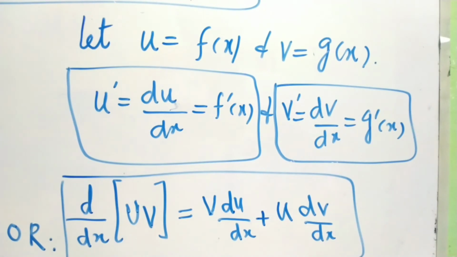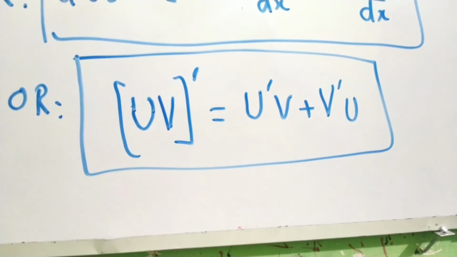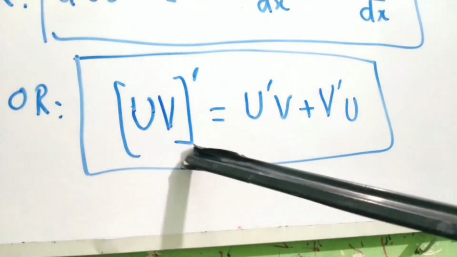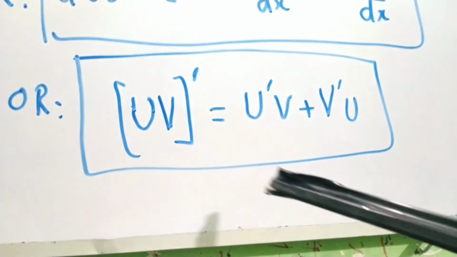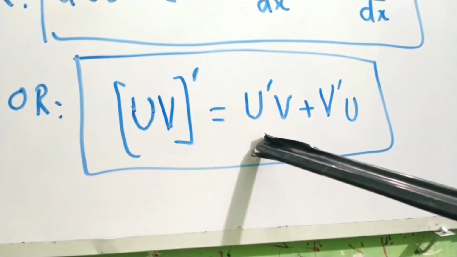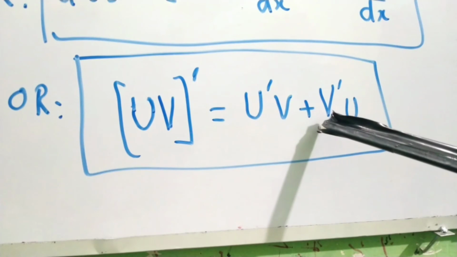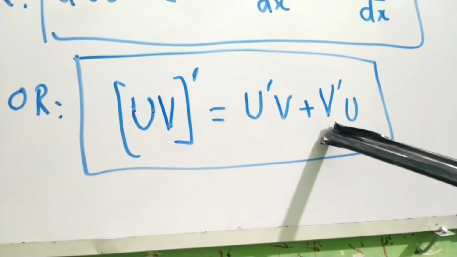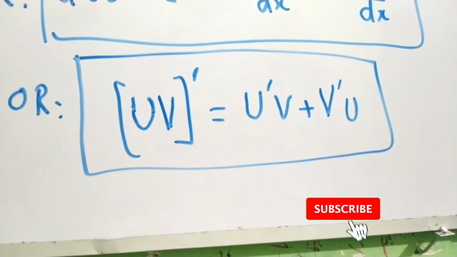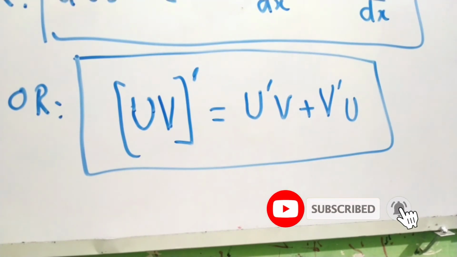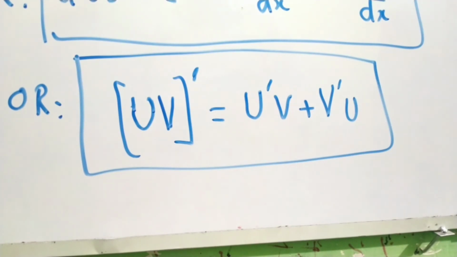We can write it in another form also, that is (uv)' means the derivative: u' is the derivative of u with respect to x, times v, plus v' the derivative of v with respect to x, times u. Don't forget that this is used rapidly in the derivative of functions which are in product form. So we can use it in the exercise also.